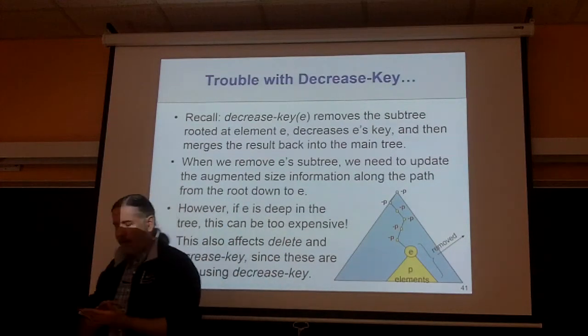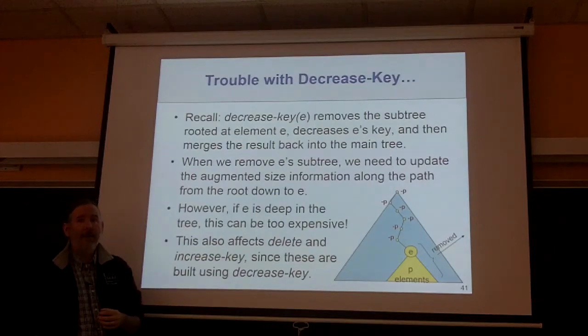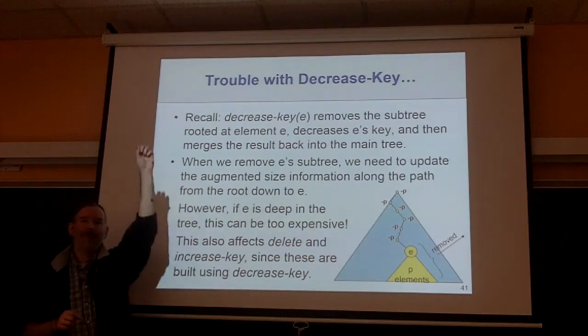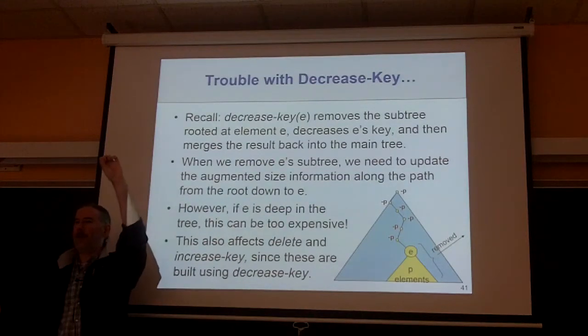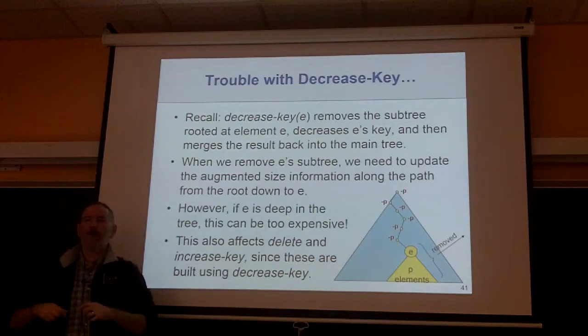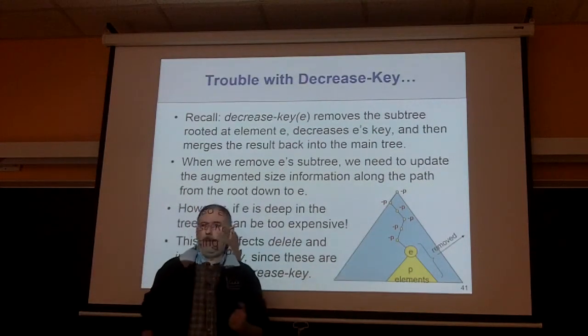So would that be order n? Yes, this could be order n in the worst case, because that path could be everything. In the very worst case, you've got a tree that doesn't even look like a tree, it just looks like a long sorted path. And you delete the lowest guy, you have to walk all the way up the path and subtract 1 from the subtree sizes of everybody. So we just broke our data structure.